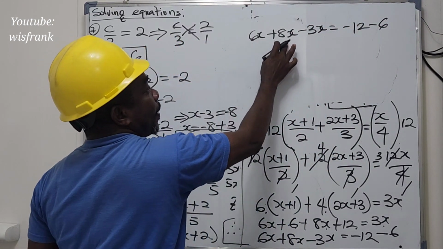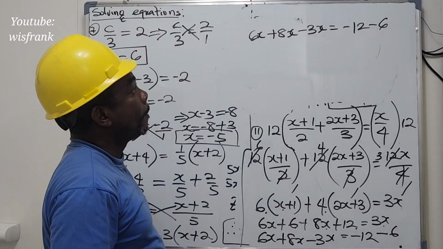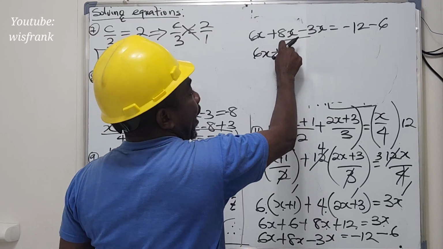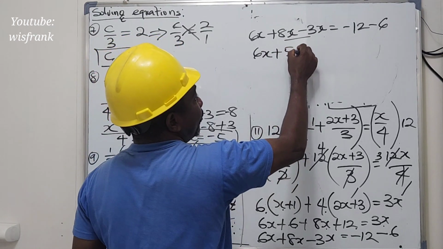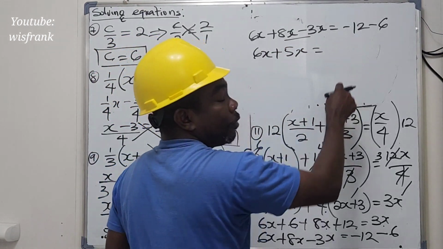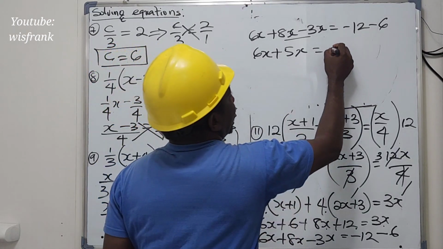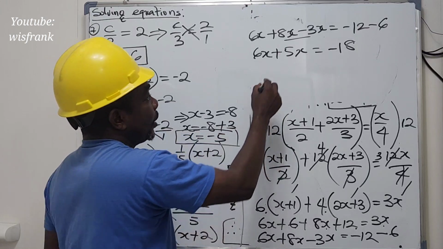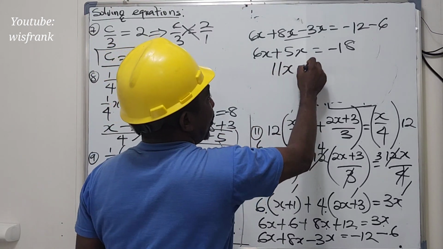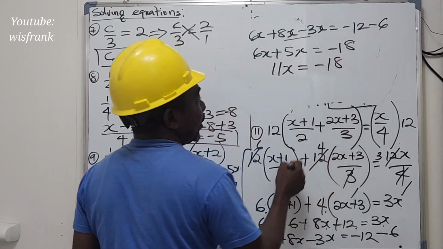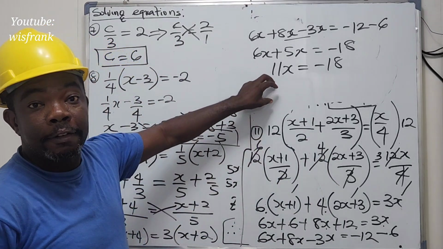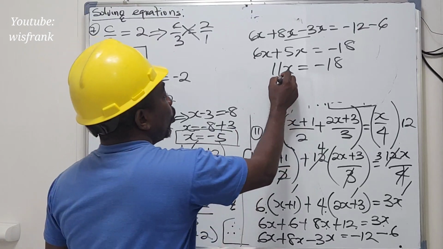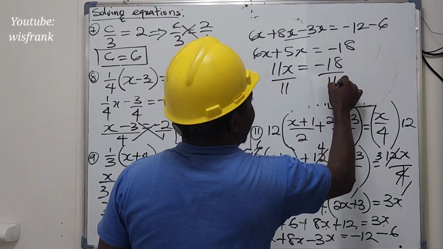So 6x plus 8x minus 3x. Okay, let's take this first. We have 6x plus 8x minus 3x will become 11x, equals minus 12 minus 6, which is going to give us minus 18. So 11x equals minus 18. For us to find the value of x, we divide both sides by 11.